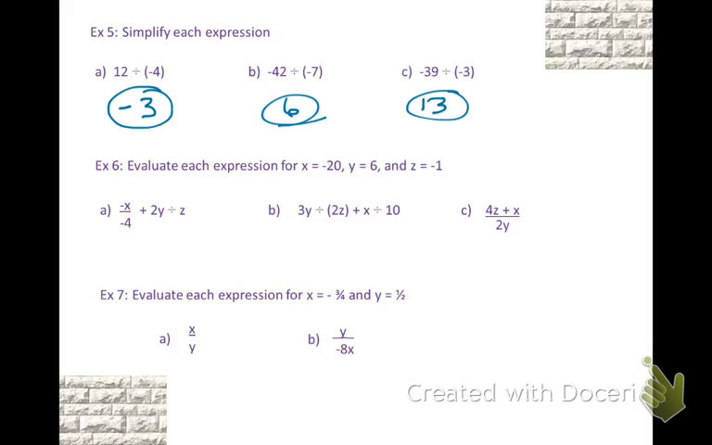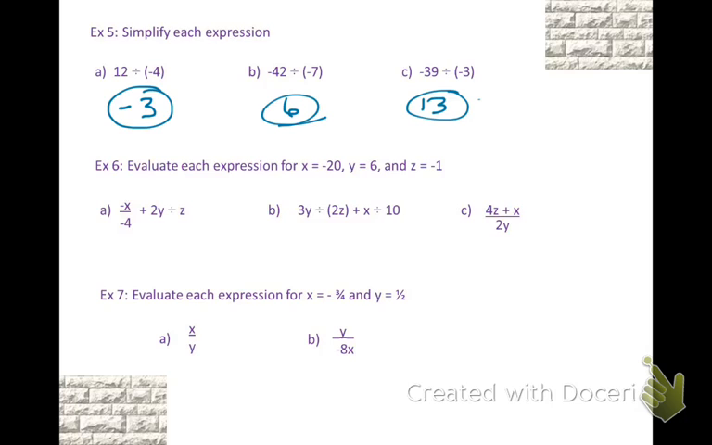Pause me, and when you're finished, please put me back on. All right. B, I have both of them are negative, so the answer will be positive, and negative 42 divided by negative 7 is 6. C, I have both of them are negative, so the answer is going to be positive, and negative 39 divided by negative 3 is 13.